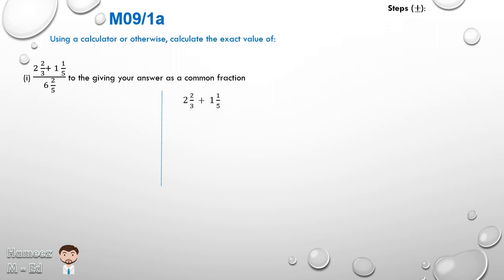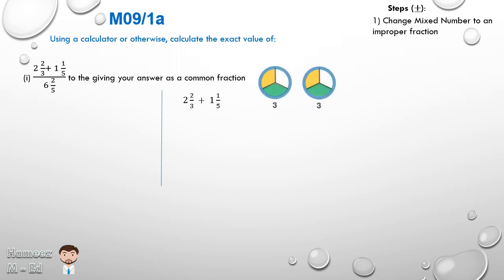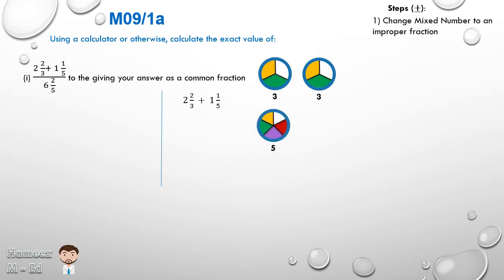Let's look at the steps for solving addition or subtraction of fractions. The first step will be to change the mixed number to an improper fraction. So 2 2/3: 2 wholes, with 3 parts each, will give us 6 parts, and 2/3 is 2 more parts, so 6 plus 2, 8 out of 3. And 1 1/5 is 1 whole which has 5 parts and 1 more part for 1/5. So 5 and 1, 6 parts, so 6 out of 5. So we have 8/3 plus 6/5.